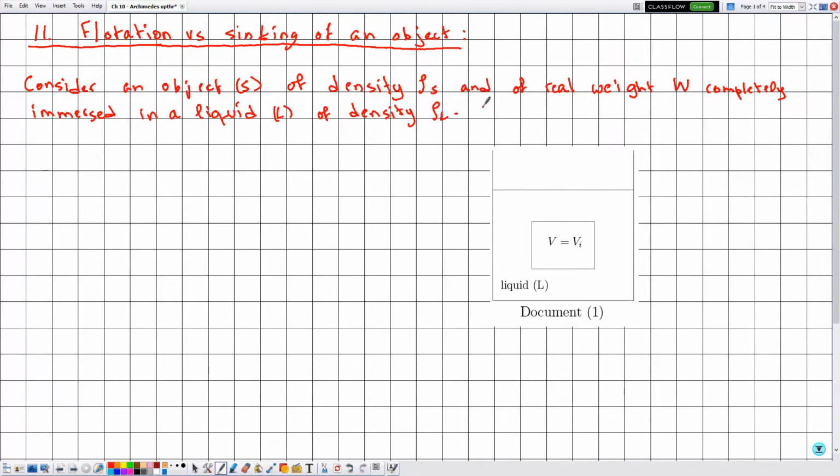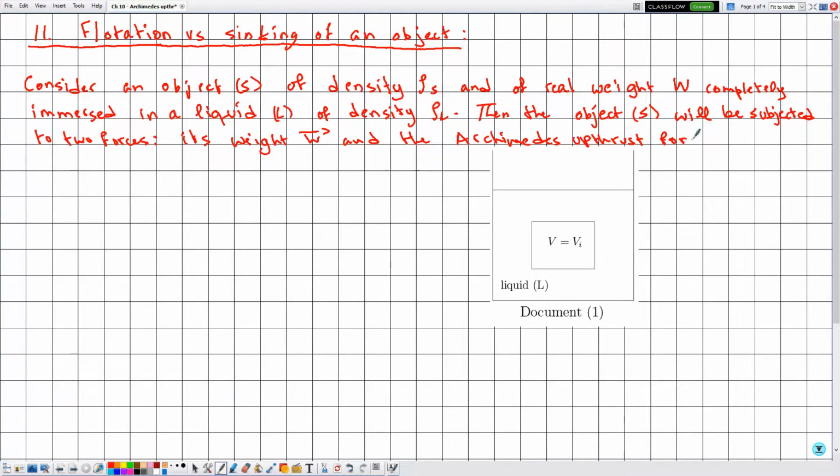Then the object S will be subjected to two forces: its weight W and the Archimedes upthrust force, given by F.